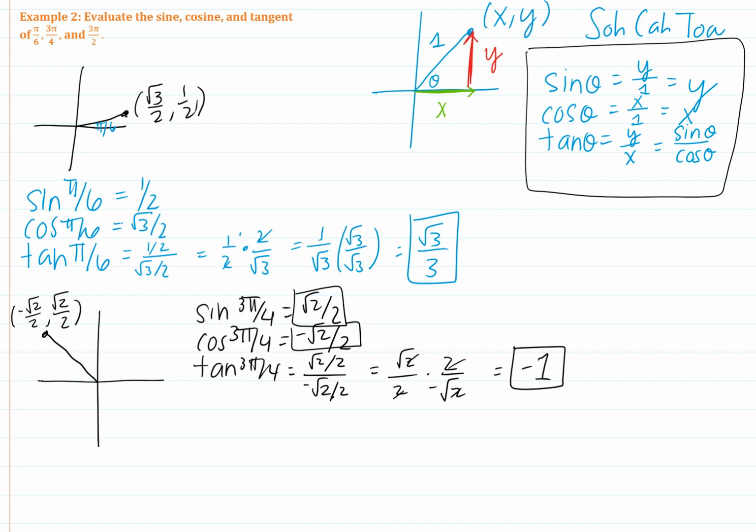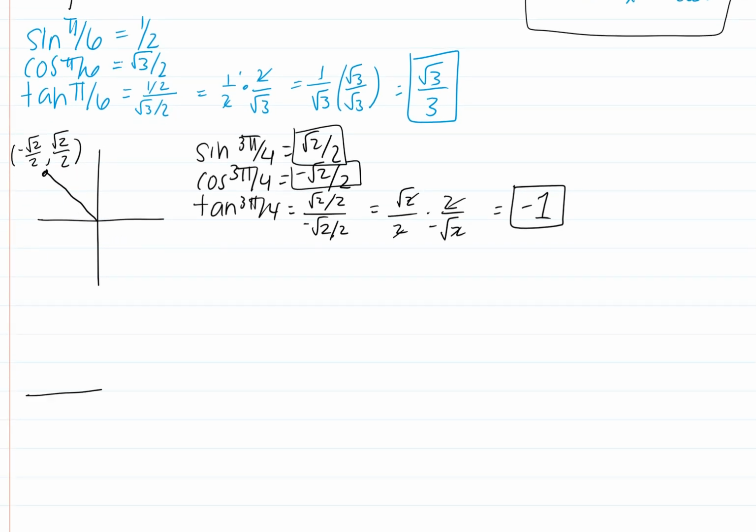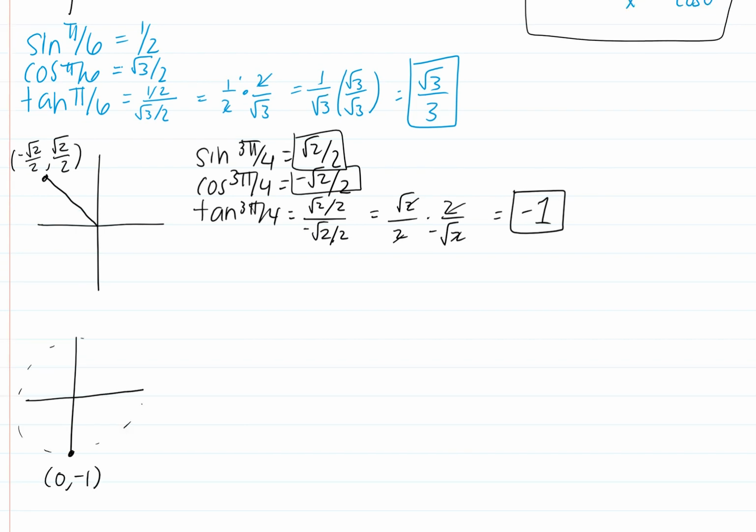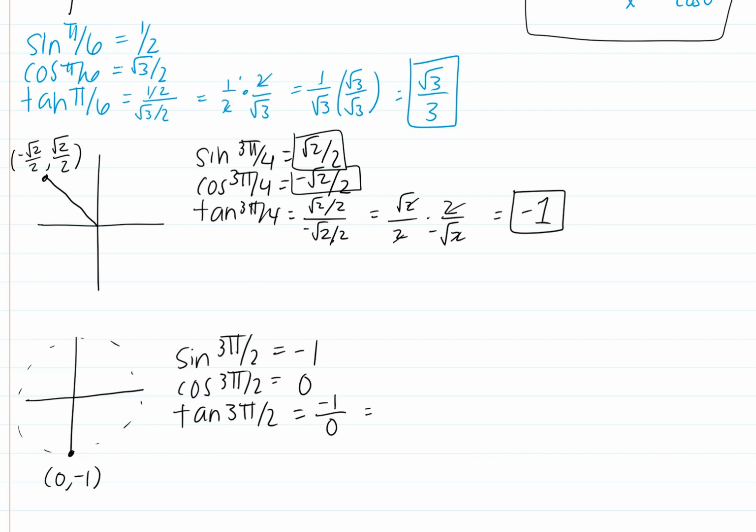Okay, let's take a look at 3 pi over 2. This is our last one today. 3 pi over 2 would land us here. And it's inside the unit circle, which of course has a radius 1, so its coordinate pair is 0, negative 1. So the sine of 3 pi over 2 is its y value. The cosine of 3 pi over 2 is its x value. And the tangent of 3 pi over 2 is sine over cosine. We know we can't divide by 0, so the tangent of 3 pi over 2 is undefined. That's it.